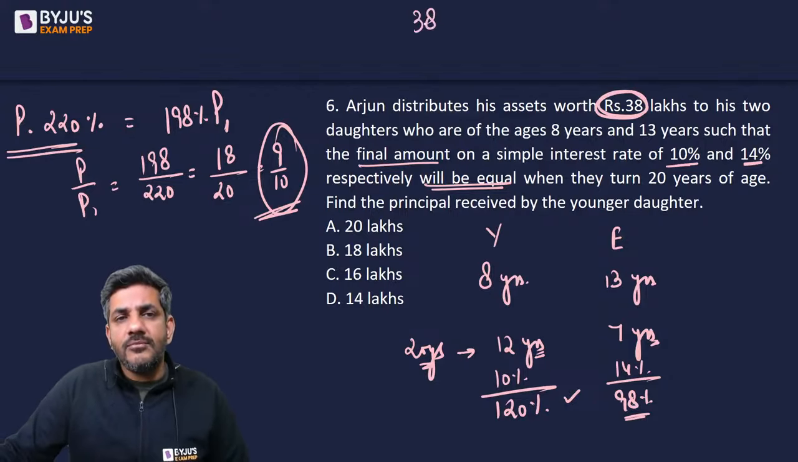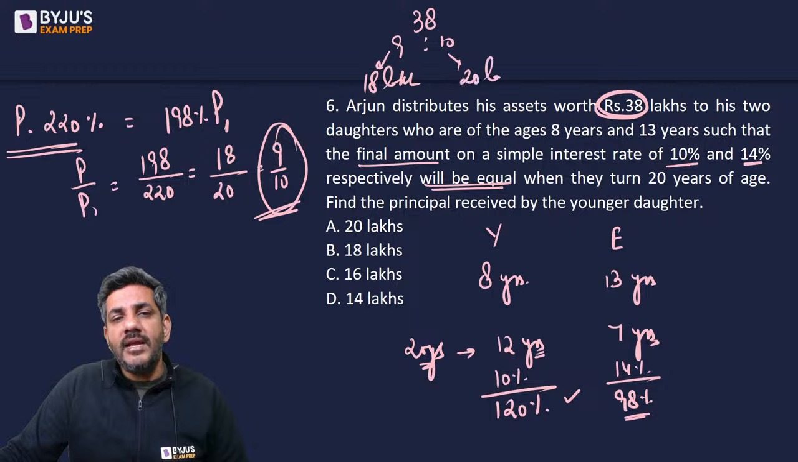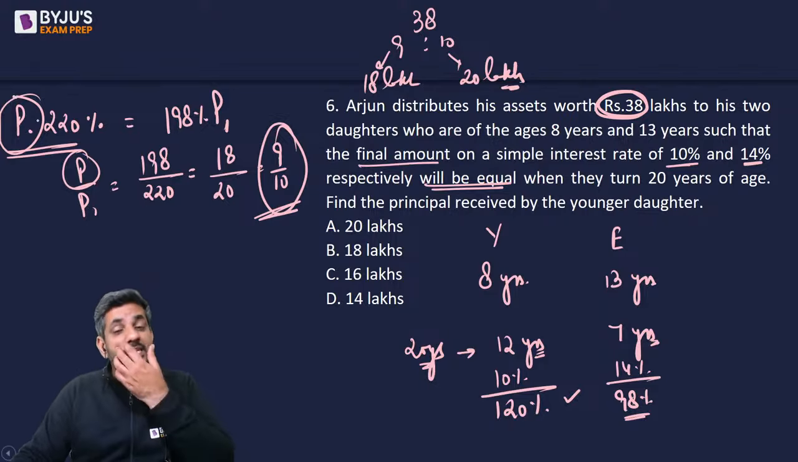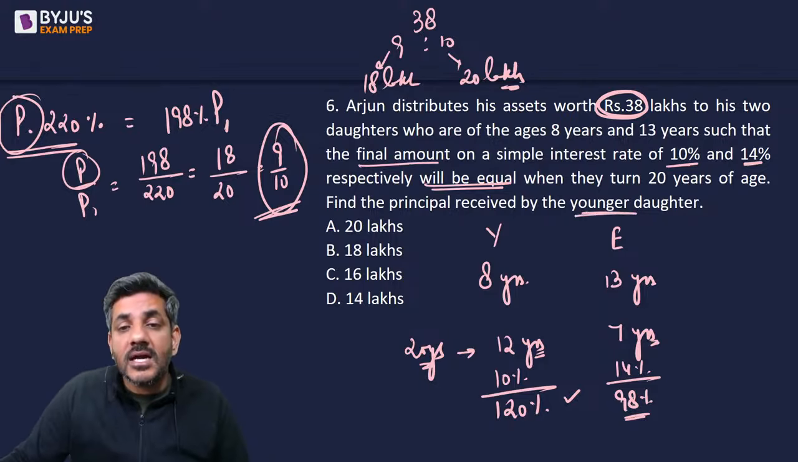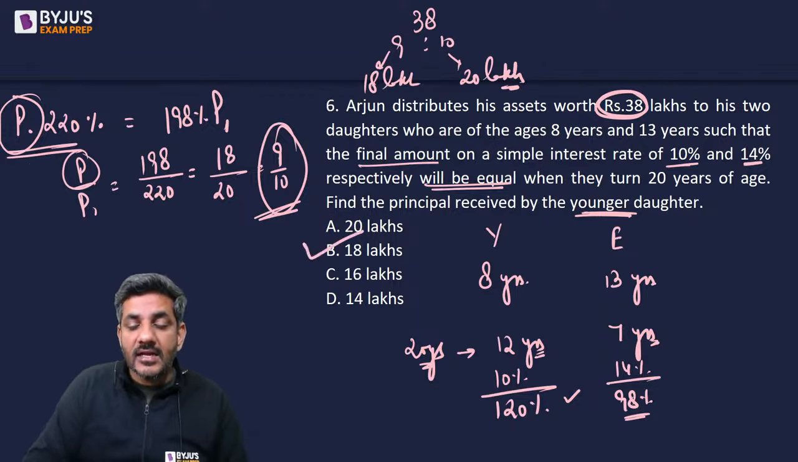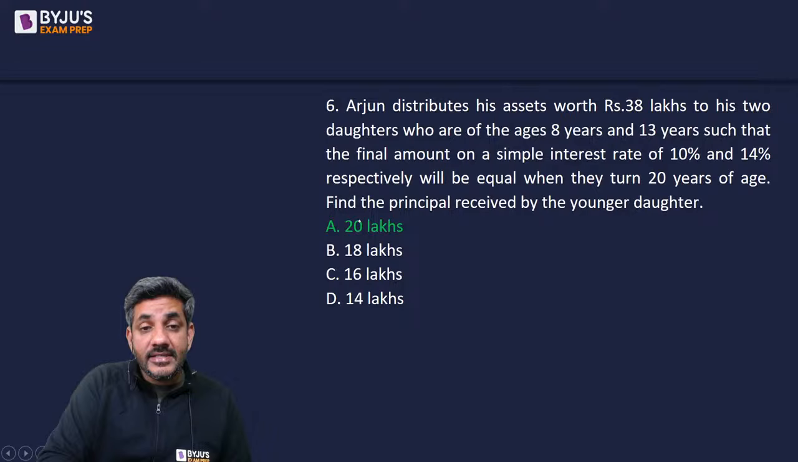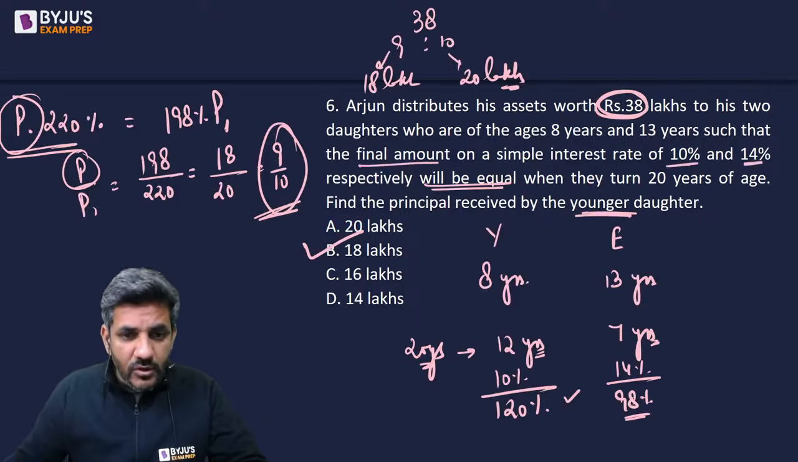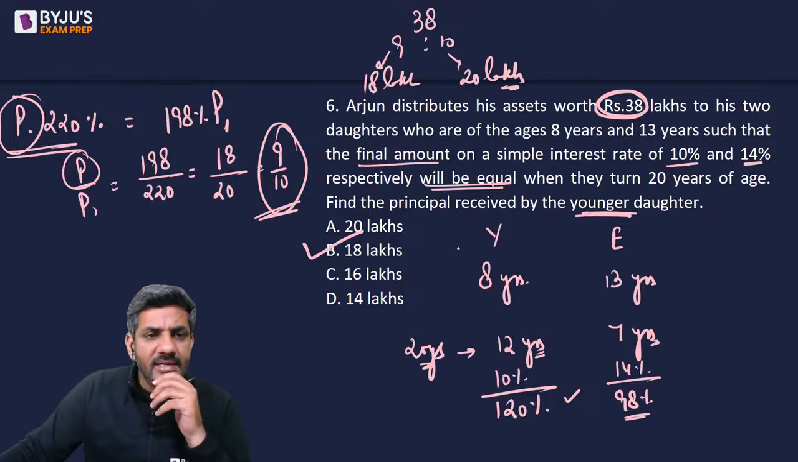So 38 distributed in a ratio of 9 is to 10, this value would become 18 lakhs and this value would become 20 lakhs. What we need is this one, 9, that is P. So P is equal to 18 lakhs, because the question is asking what was the principal of the younger daughter, and that was equal to P. So the correct answer for this question is 18 lakhs. No, it's not 20 lakhs. Music core, you also got 20 lakhs, but I think it is 18 lakhs.